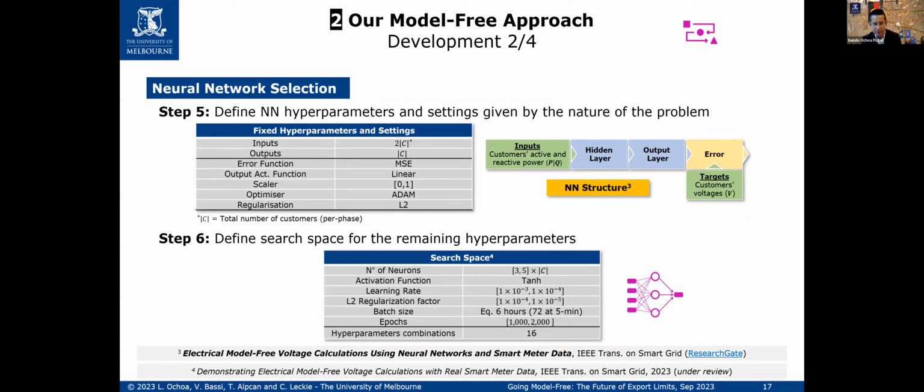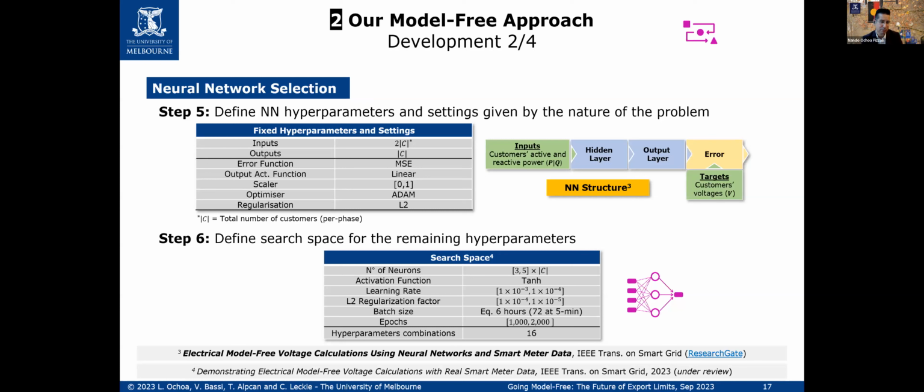Now, we have a lot of documentation about this, but in a nutshell, we already have what we call a recipe. And the recipe is a combination of two aspects. The first is the fixed hyperparameters, which are in the first table that you're seeing there. So for instance, the number of inputs will be twice the number of customers because it's P and Q per customer. And then the output is the number of customers, which are going to be the voltage.